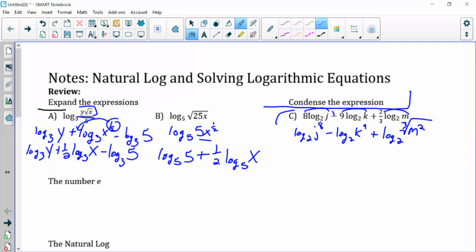All right, and then we're condensing. So once again, subtraction means division. So this is going to have a division bar, and addition means multiplication. So this is going to be the log base 2 of j to the 8th over k to the 9th times the cube root of m squared. Once again, at this point, I am really not worried about rationalizing this. Go ahead and leave that radical in the denominator. At this point, I do not care. We're going to leave it there.